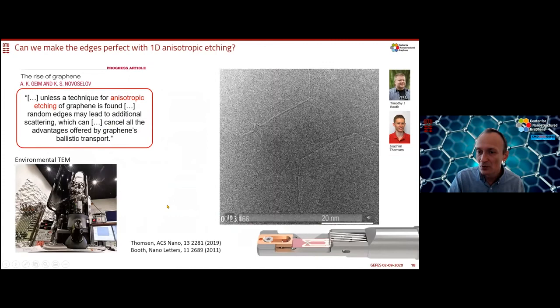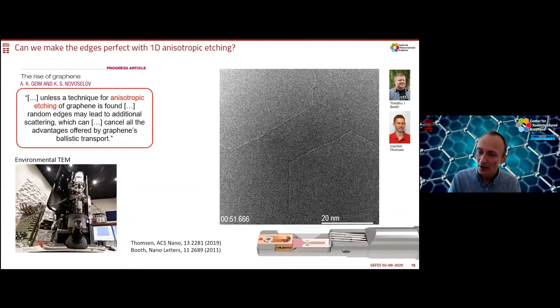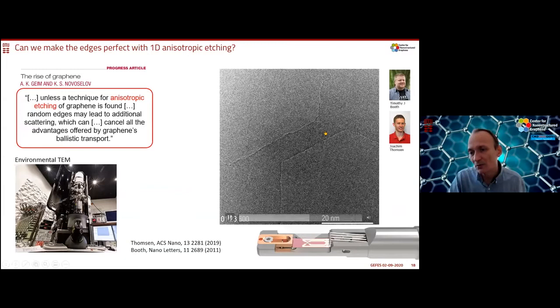So these are two holes that are etched in a suspended piece of graphene, filmed in a transmission electron microscope. And as you can see, it's not perfect, but the roughness is quite low. And when you zoom in on a still image, you can see it's around 1 nanometer.